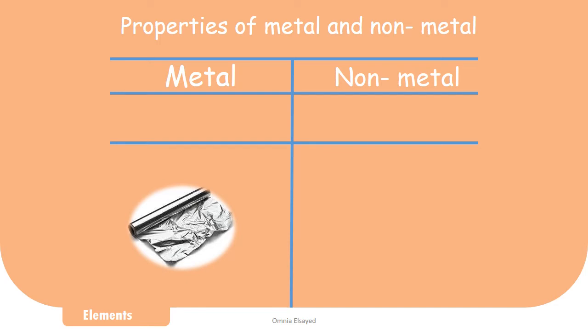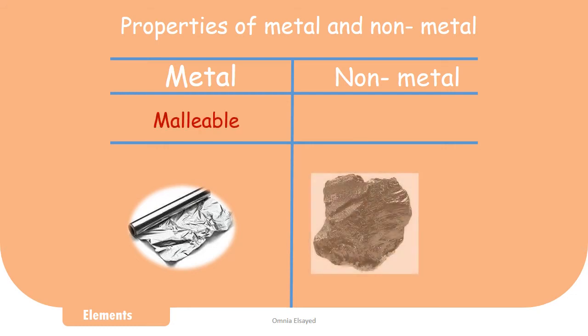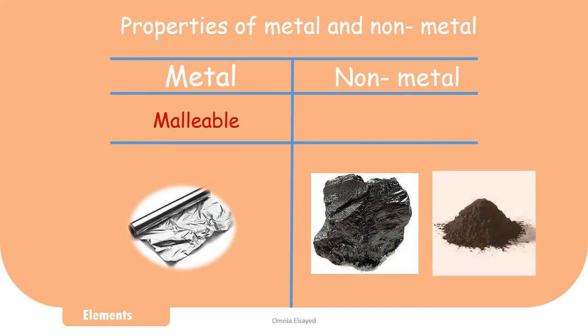Foil paper is made of aluminium. Aluminium is a metal. We can bend and reshape foil paper. So, metal can be bent. That means it's malleable. But carbon is a non-metal. We can't reshape and bend it. It will turn into powder. So, non-metal can't be bent. It's not malleable.